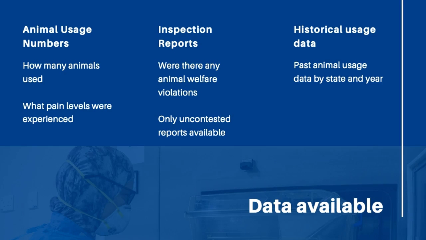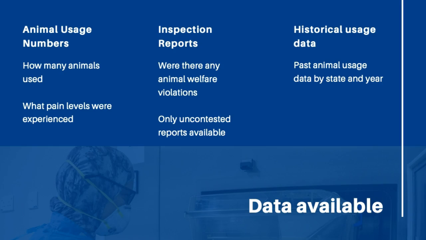We also have information about inspection reports. We know if there were any welfare violations and what they were. However, the inspection reports available online are very limited. Only uncontested reports are available, and reports are generally pulled offline after about a year. This means if a facility is accused of having an animal welfare violation, or they're cited with having an animal welfare violation and they disagree with it, this report is typically pulled offline until the dispute is resolved.